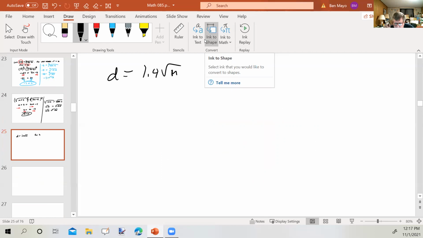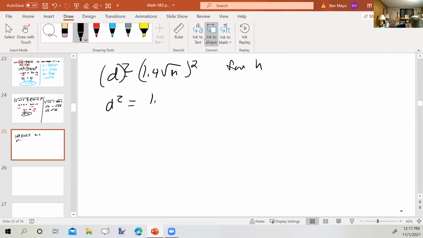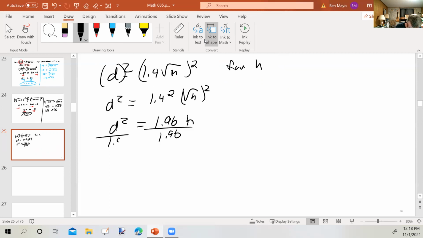So when I say isolate the radical, before you do anything, you need to isolate the radical term. So let me show you both ways. I can do it like it is, and I'll square both sides, and I get d squared equals 1.4 squared times square root of h squared, which is d squared equals 1.96 h. Then I could come back and divide both sides by 1.96, and I get h equals d squared over 1.96.